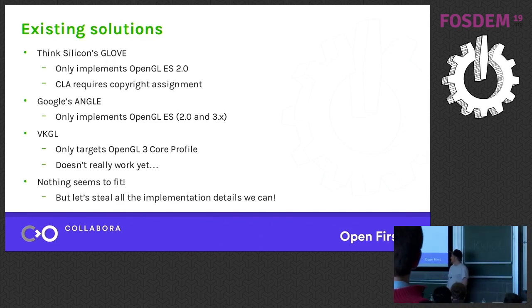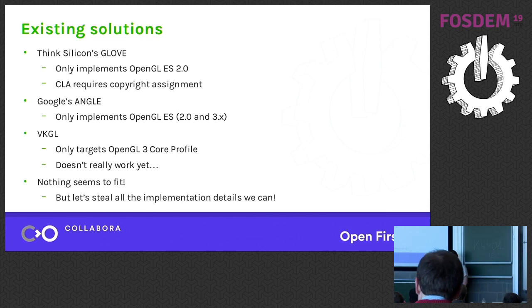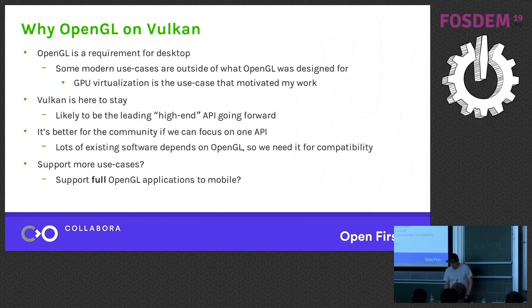And then there's something called VKGL, which targets OpenGL 3 core profile, so it's not going to do legacy OpenGL versions, no fixed function or anything like that. And this is a pretty slow-moving project. It's a spare time project for a single developer, and it has a really long way to go before it can be very useful. So for solving this, there's nothing really out there that fits well.